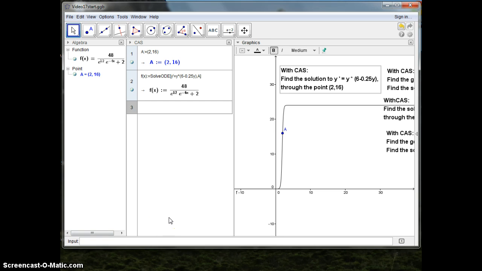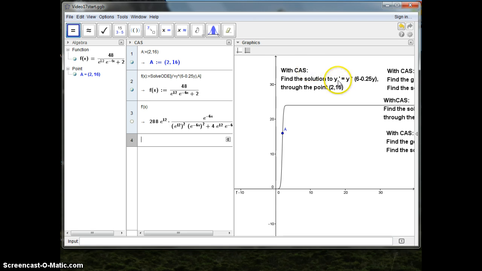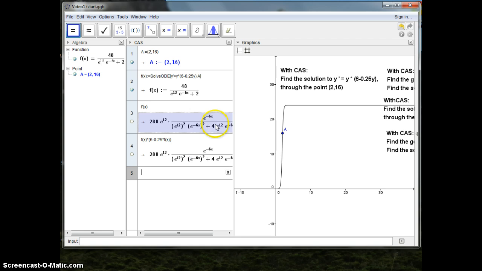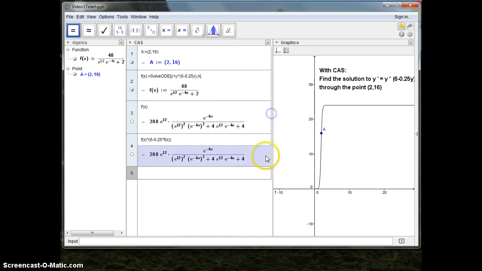We have here an example of logistic growth. Again, I'll check myself by finding f differentiated. That is the left side of the equation I have over here. And then I'll do the right side. I'll take f of x times parentheses 6 minus 0.25 times f of x. And that's it.